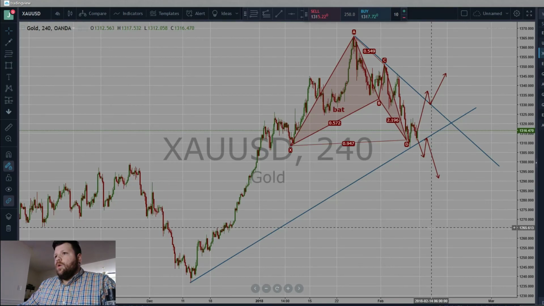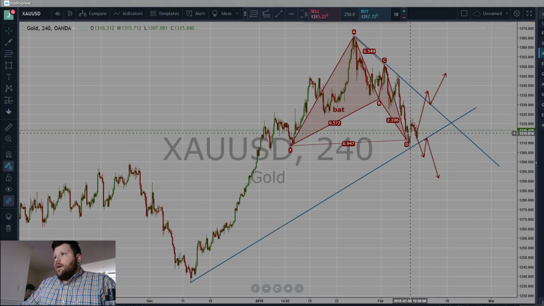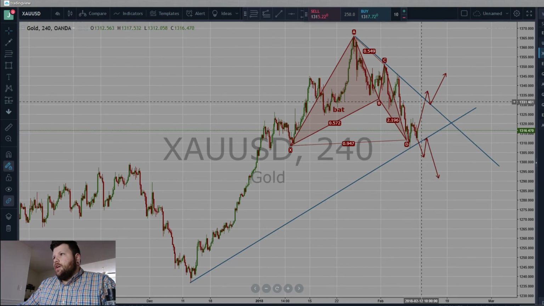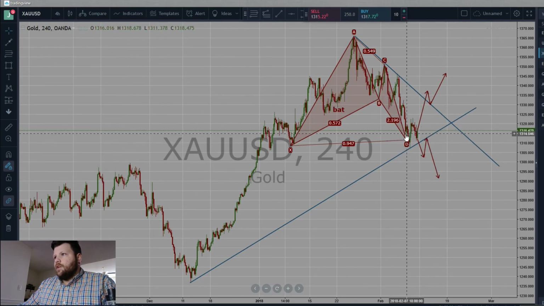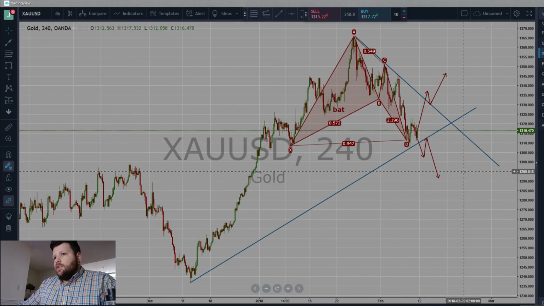Now looking at gold on the 4-hour time frame, we do have a bat pattern that did complete last week. We do have this trend line drawn, so I am expecting this to go bullish, at least reaching this trend line and probably breaking it and then continuing upwards. However, it could reach this trend line and travel back down to this trend line, or it could not even reach this trend line and just break and retest and then continue downward.